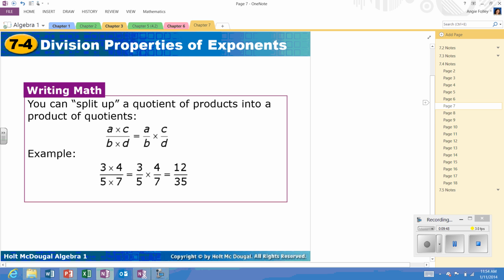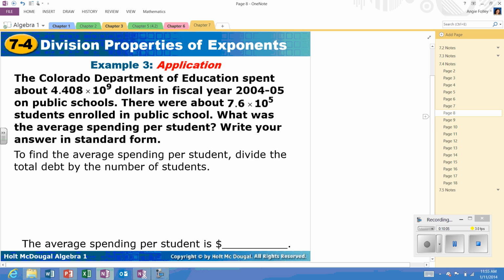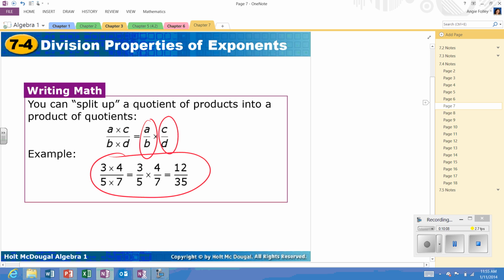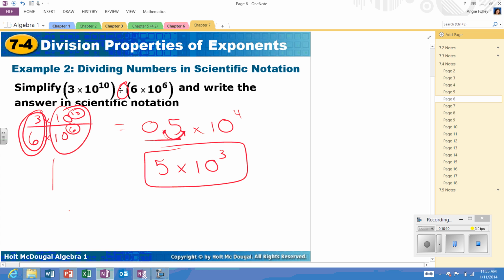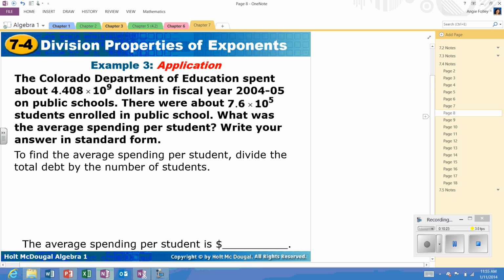You can split up a quotient of products into products of quotients. For example, if I have a number times a number divided by another number times another number, I can split them up into those first numbers divided out times those second numbers. So here's an example of that. That can help a lot in a problem. That's kind of what we just did with the scientific notation. I could have written this, if it made more sense to you, as 3 divided by 6 times 10 to the 10th over 10 to the 6th. So that's all they're saying. You can divide it up if that makes it easier to look at.